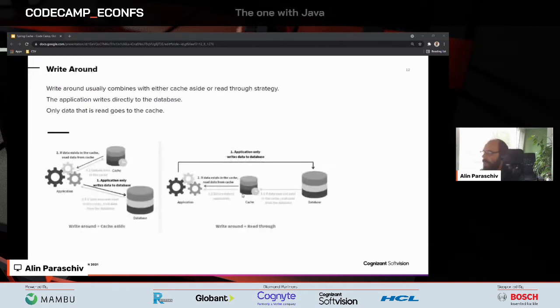Okay. Write around. With the write around, it combines a bit of cache aside and read through. Basically, the application writes directly to the database, and only data that is read goes to the cache.